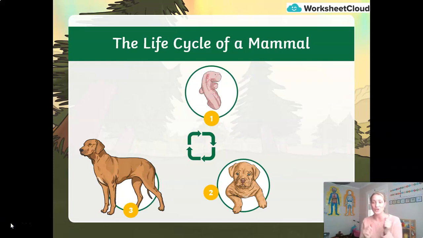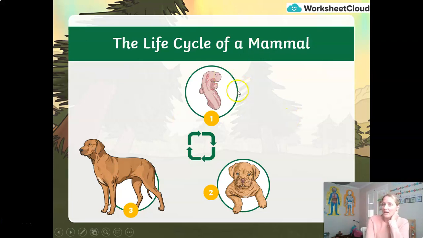Now, you could have chosen any mammal when you were doing your 1 minute quick question of a life cycle. I've chosen to do a dog, but if you've chosen a human, a cat, or even a whale, it doesn't matter, because generally the life cycle stays the same. So let's have a little look at them.